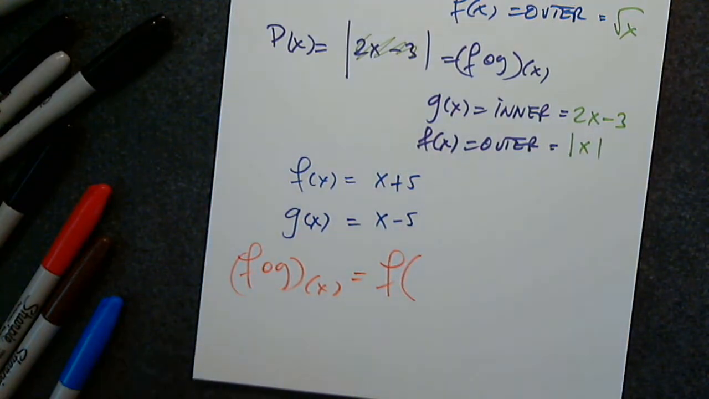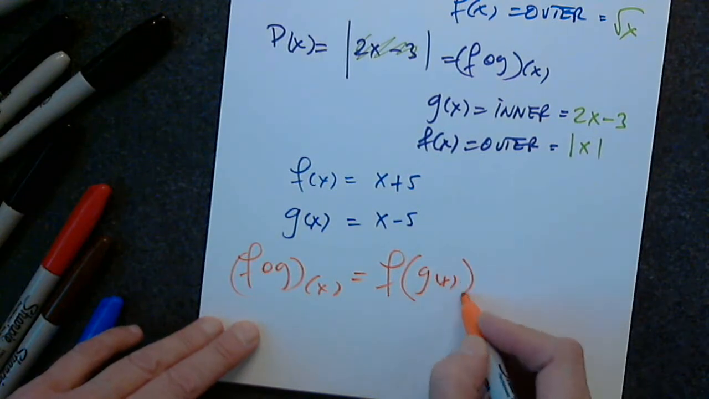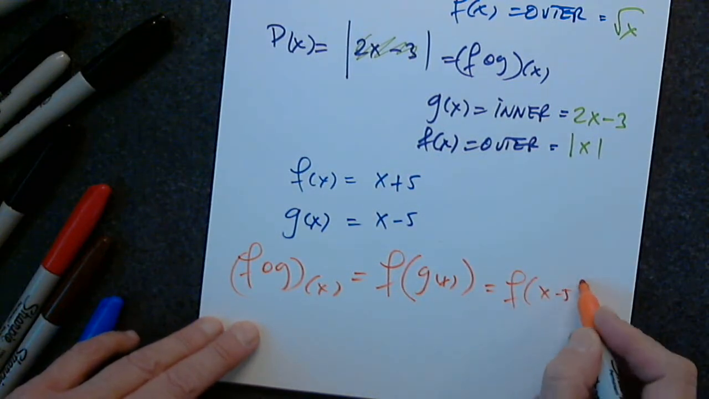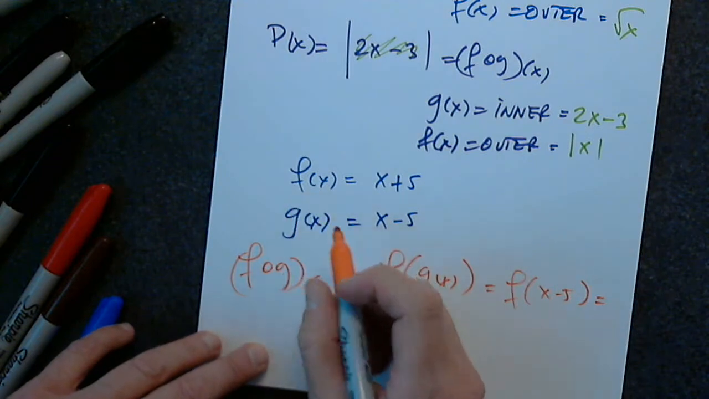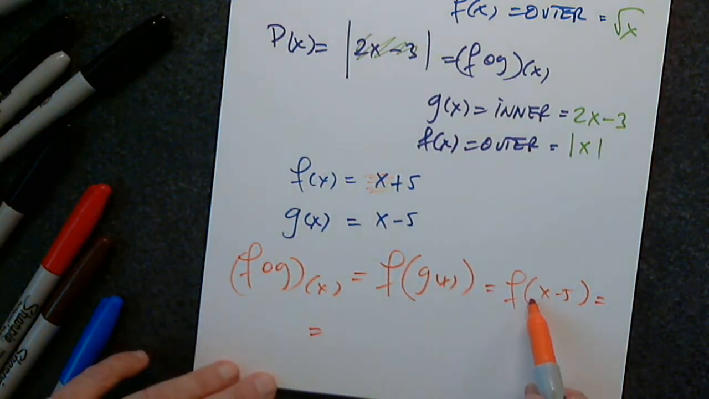f of x minus 5. Right, but I have to write g of x for everyone to see first. So this is f indeed of x minus 5. And now let's look at f. f says blah plus 5. But this is blah now.